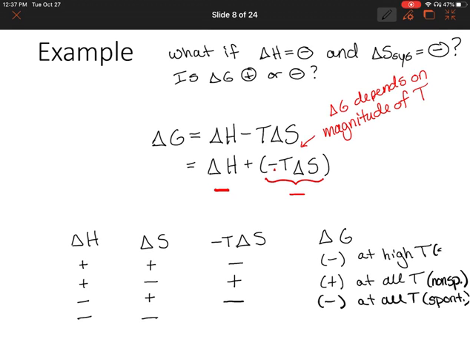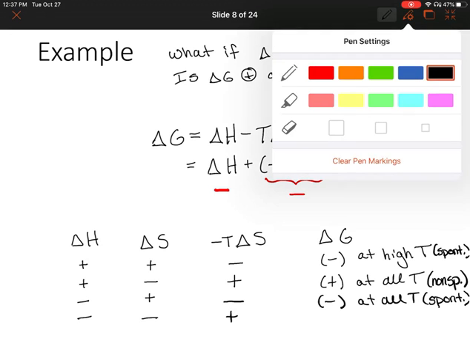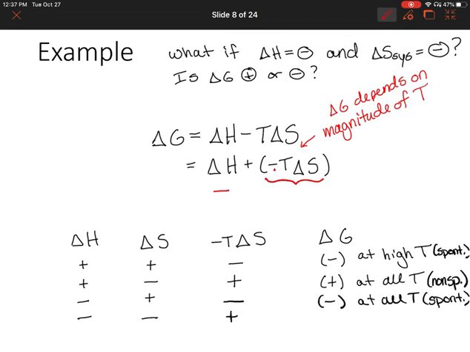Oh, and I should have written spontaneous for high temperatures up above. All right, and then our last scenario, if delta H is negative and delta S is negative. So if delta S is negative, what is negative T delta S? Positive. So that's kind of similar to our second scenario up above. Okay, so let's plug that into our equation. So we have a negative enthalpy and a positive negative T delta S.